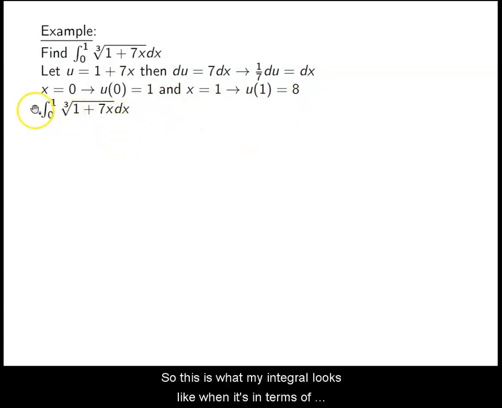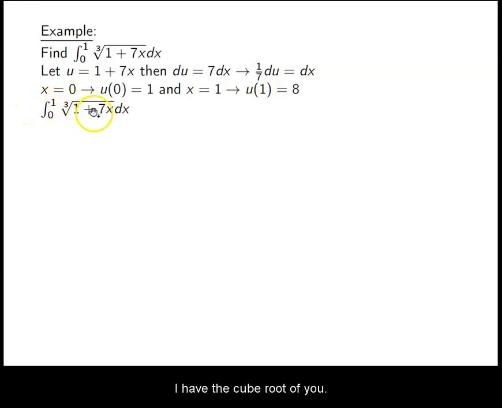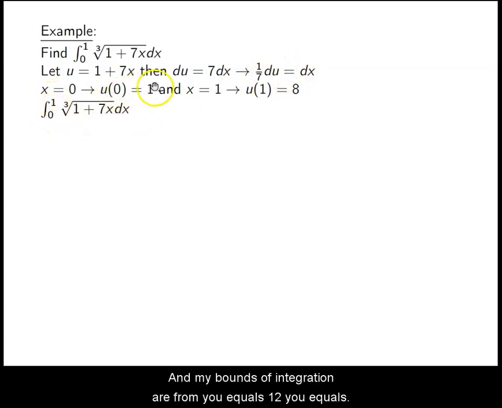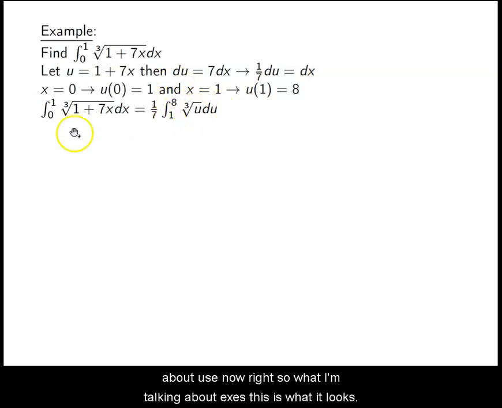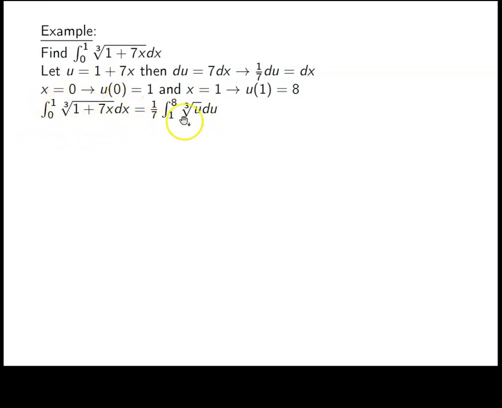Right? So this is what my integral looks like when it's in terms of x, 0 to 1, cube root of 1 plus 7x dx. Once I make my substitutions into terms of u, I have a 1/7 in front now. I have the cube root of u. Dx is now the du. And my bounds of integration are from u equals 1 to u equals 8. Right? So these bounds now are in terms of u, because I'm talking about u's now. So when I'm talking about x's, this is what it looks like. Here, everything is in terms of u. So the 1/7 du comes from that dx.